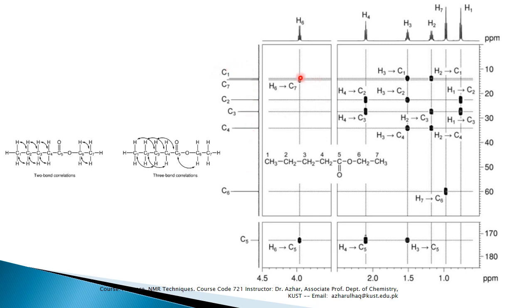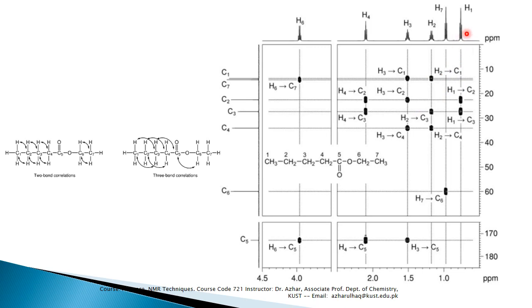This is the HMBC spectrum of the compound. The spectrum has almost 15 cross peaks in the area. The cross peaks are connectivity.